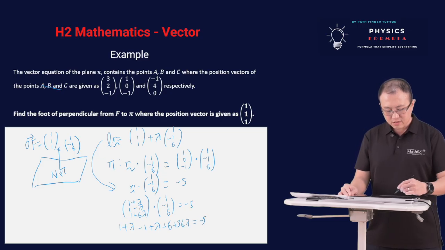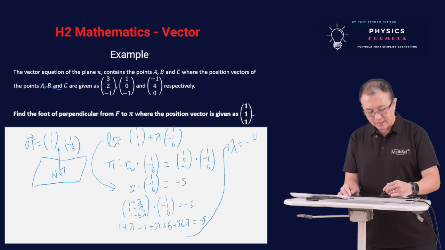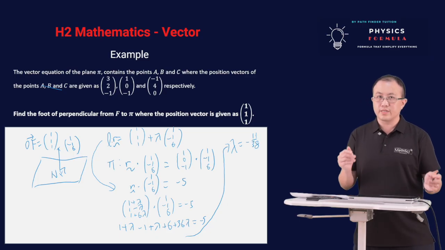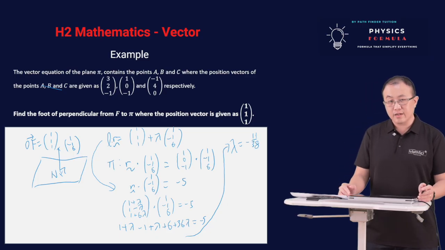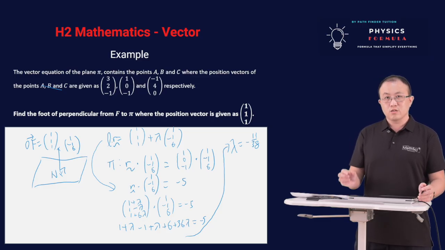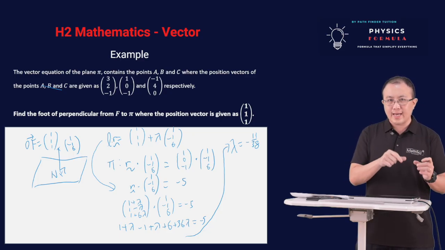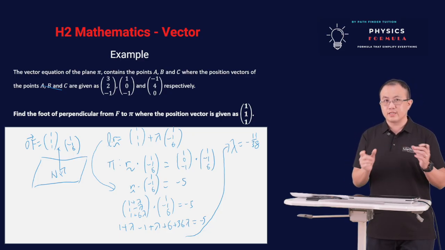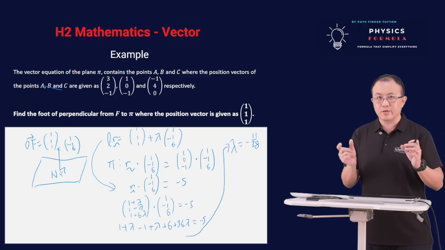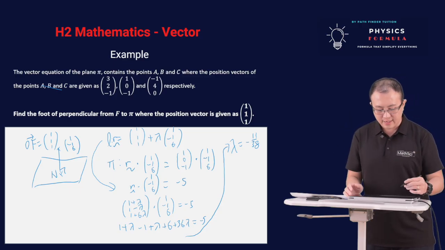minus 5. So if you continue to solve this, you will get lambda equal to negative 11 over 38. I already solved it previously. Yeah, lambda equals minus 11 over 38. Then after which, you put your lambda back into the equation of the line, because this point n is actually in the line. So we can put this specific value of lambda to find the point n, which is on the line L.